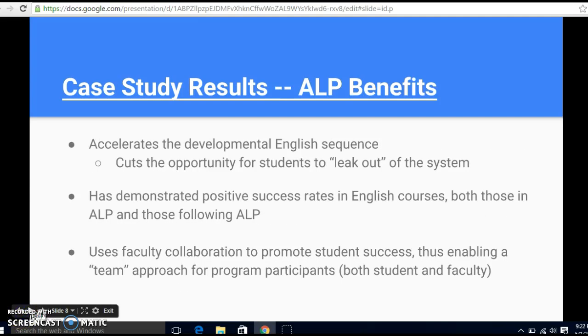And there are many other positive results of ALP. First of all, ALP accelerates the developmental English sequence, which cuts the opportunity for students to leak out of the system. Additionally, ALP has demonstrated positive success rates in English courses, both those in ALP and those following ALP. And finally, because it uses faculty collaboration to promote student success, it enables more of a team approach for program participants, which benefits both faculty and students.